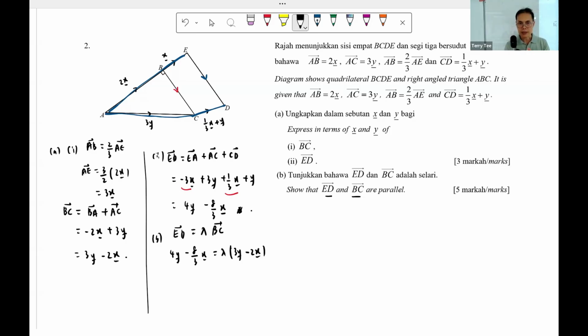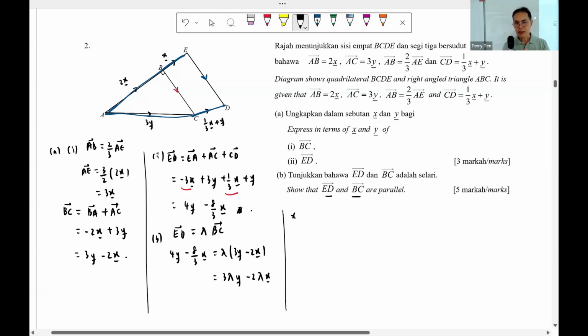Now here we have two different methods. One, you can multiply inside, compare the two lambda. You need to show that lambda values are the same. Number two, we can factorize straight away, cancel out the vector and find lambda. Okay, it's up to you. Some people find factorizing directly a bit hard to see. Then I suggest you times inside, 3 lambda y minus 2 lambda x.